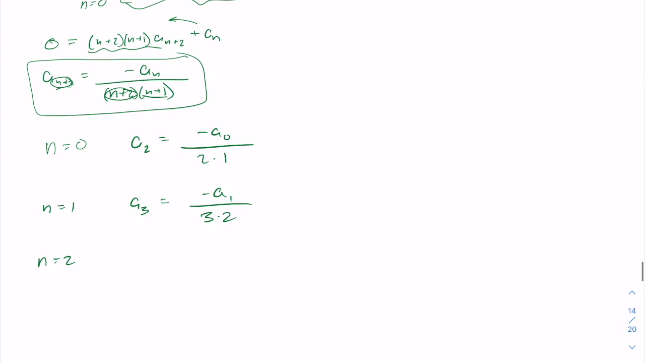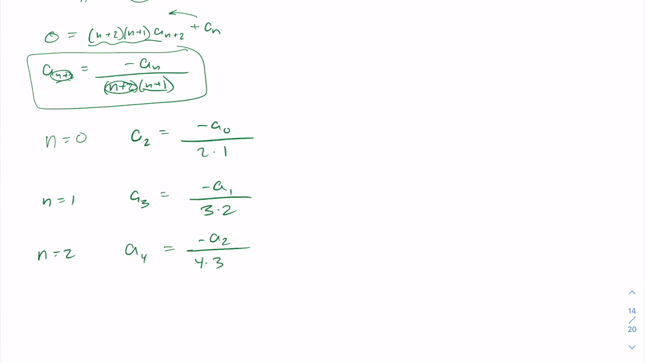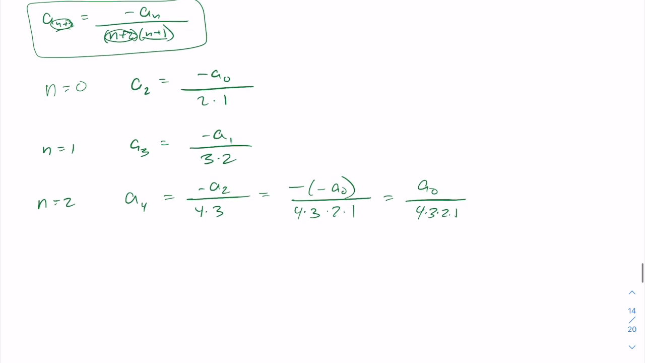Then when n is 2, I get a sub 4 equals minus a sub 2 over 4 times 3. Now I have some work to do here because I know a sub 2. That's going to be minus a sub 0 over 2 times 1, and I have 4 times 3, and then this is now going to add 2 times 1. So that is a sub 0 over 4, 3, 2, 1. Okay.